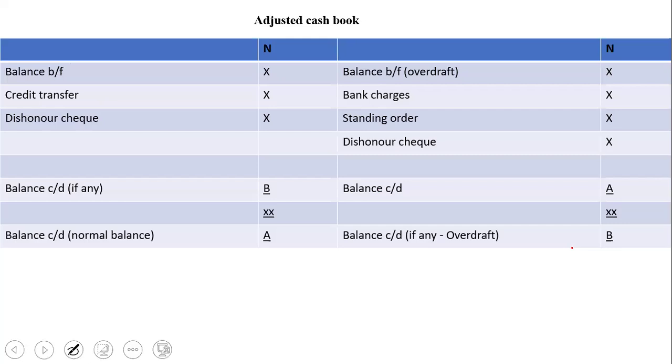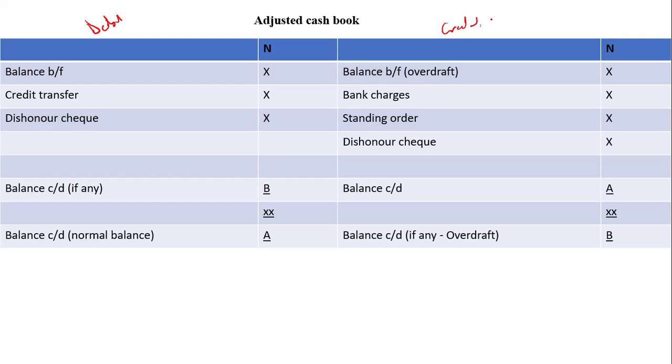Now, let's see the format. This is what we refer to as the adjusted cash book. You can see we have the items here on the debit side, and we have the items here on the credit side. If you look at the balance brought forward, if your previous cash book has a debit balance, it will come to this place. But if you have a credit balance, remember we did this in our first module, a debit balance is a balance brought forward on the debit side, while a credit balance is a balance brought forward on the credit side.